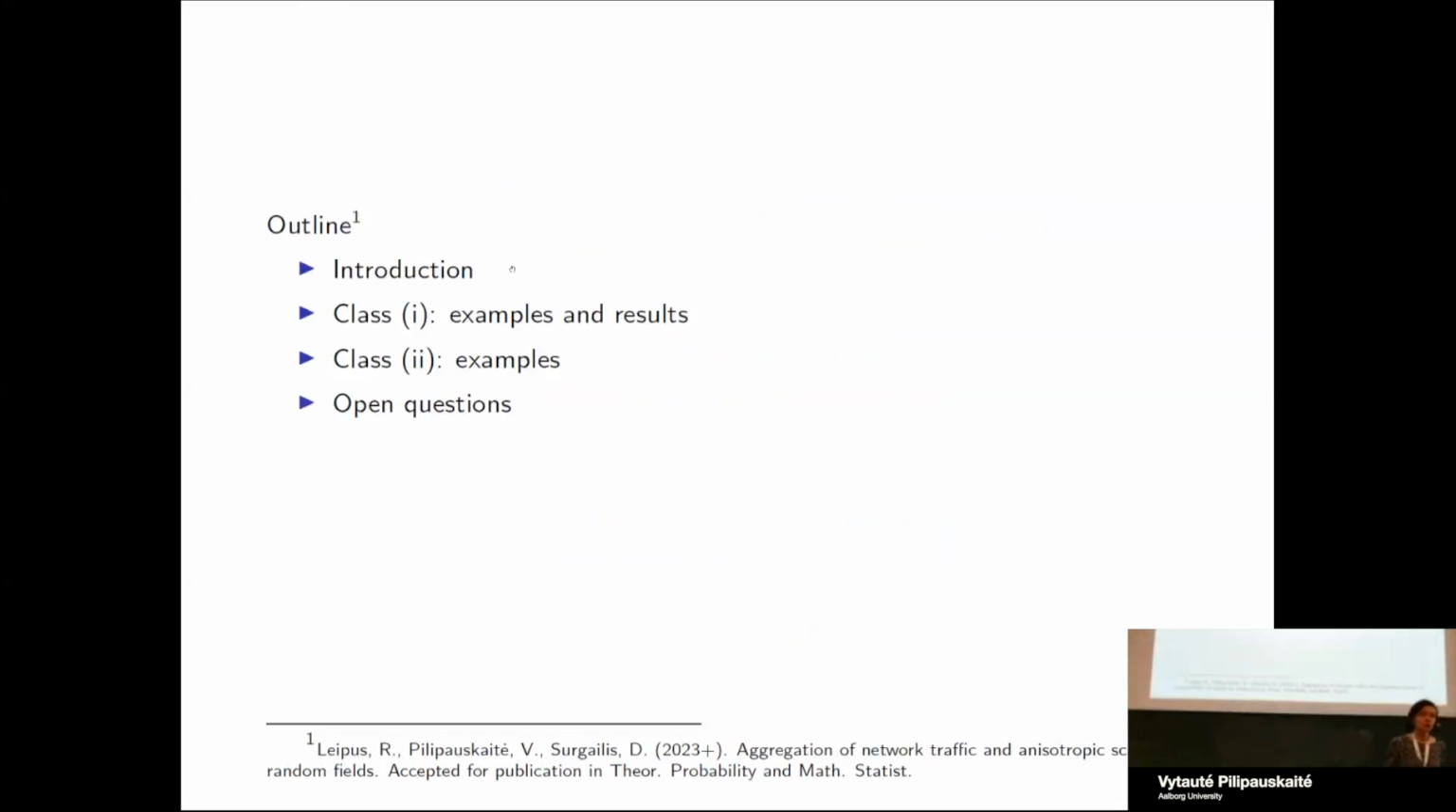So first, I will introduce what aggregation of network traffic is. And I will explain how and why we study it as an anisotropic scaling of random fields. The random fields in this talk are very simple on the plane, and we just have independent copies of one generic stochastic process in continuous time. So there are two classes of generic input process, and in this talk I will focus on the first one. For the second one, I will just give examples and I will close the talk with open questions.